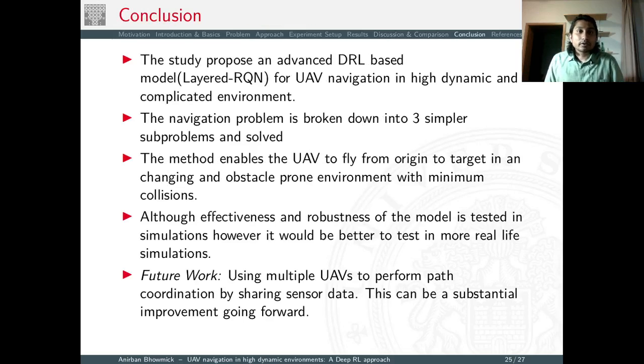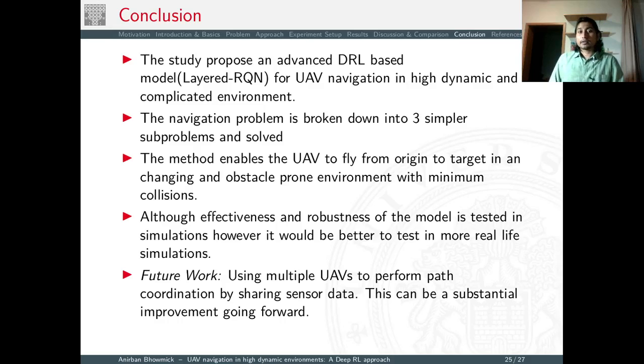Finally, to the conclusion, we see that the DRL method is much more advanced compared to the other methods in a highly dynamic environment. This is because the problem is broken down into simple sub-problems, which are then merged together and solved. This also allows the UAV to fly from the origin to the target in an obstacle-prone environment with a minimum number of collisions and also doing the most exploration.